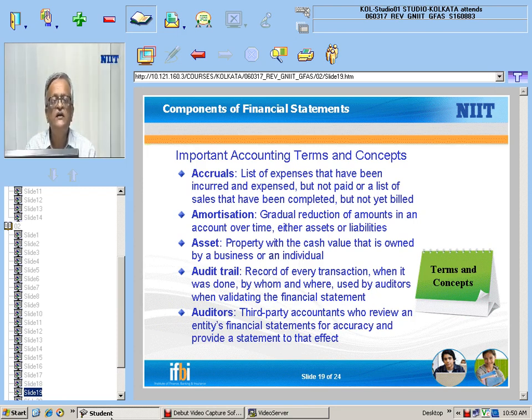Next is amortization. Amortization means the value of an asset has to be written off during its useful life. In the case of a tangible asset, we call this depreciation. In the case of an intangible asset, we call it amortization. So what is amortization? Gradual reduction of amounts in an account over time, either for assets or liabilities. Next, asset: property with cash value that is owned by a business or individual. Anything that I own is called an asset.